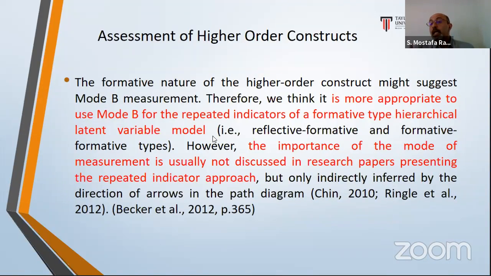This is different from our traditional thinking, because traditionally for repeated indicators, we think the nature of the items in the second level should be consistent with the first layer and dimensions, right? So if dimensions are reflective, repeated indicators in the second order should be reflective. If dimensions are formative, repeated indicators in the second order construct should be formative.